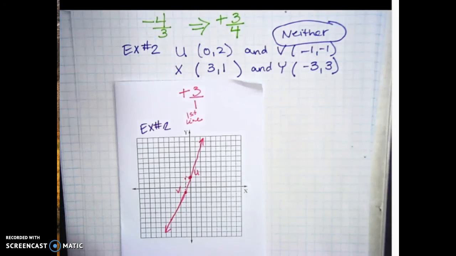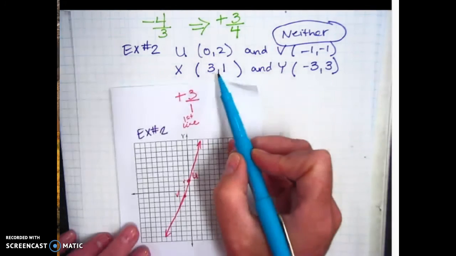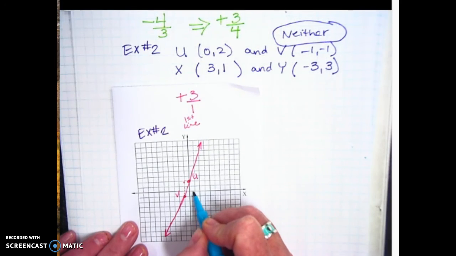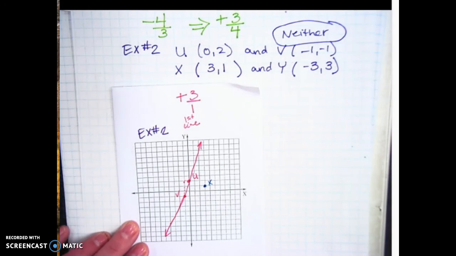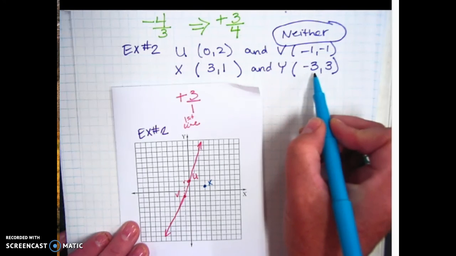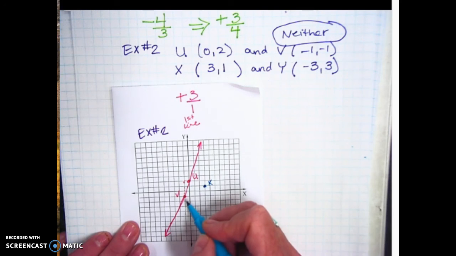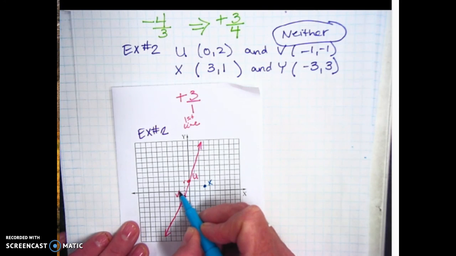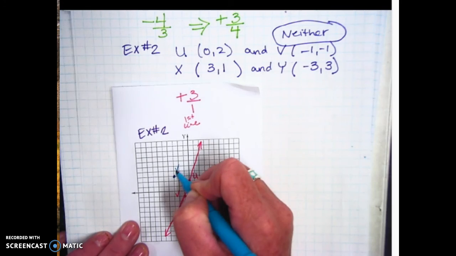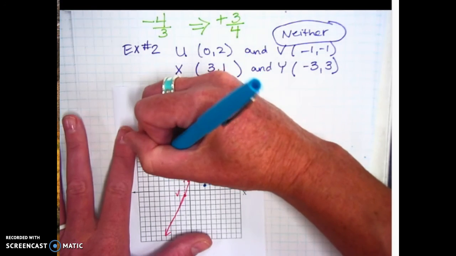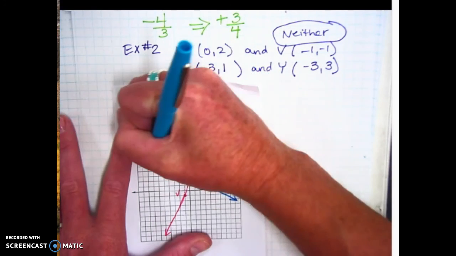Now I'm going to do the second line in blue. The first point, X, is at 3, 1. So we're going to go 3 to the right, 1, 2, 3, up 1. Call it X. And Y is at -3, 3. So 3 to the left and up 3. 1, 2, 3, 1, 2, 3. Call that one Y. Draw in our line.